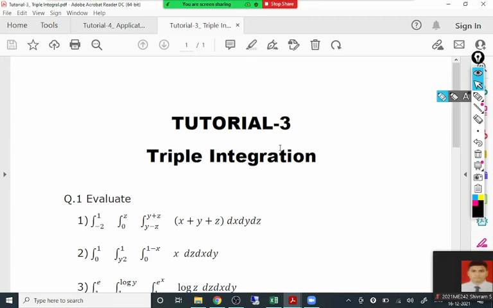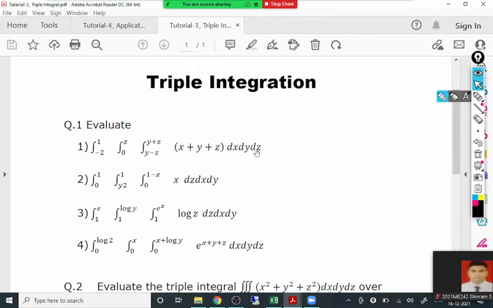Okay, so first we'll see here solutions of tutorial 3 and then we'll move to tutorial 4. Question number 1 of tutorial 3 is very straightforward. We are given the triple integrals and the question is just evaluate it. Evaluate the given triple integral.